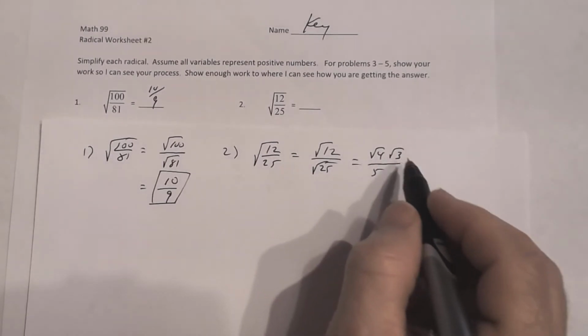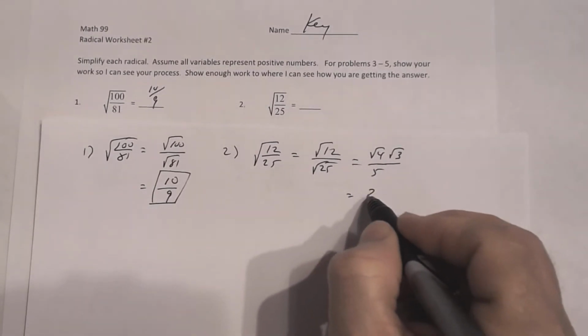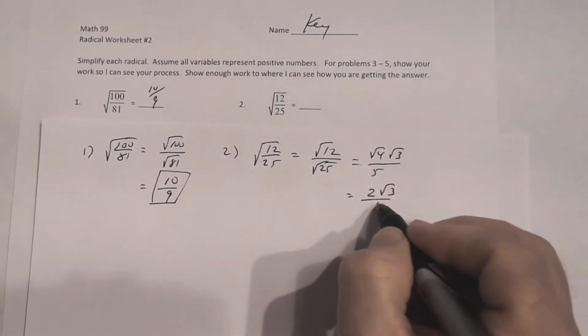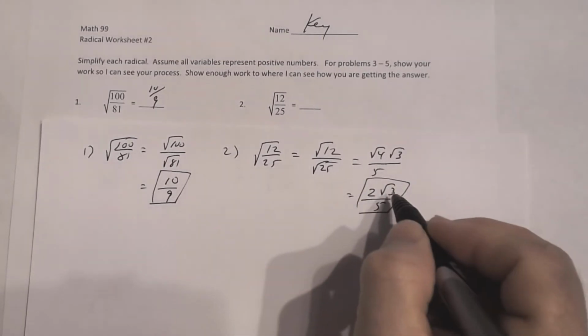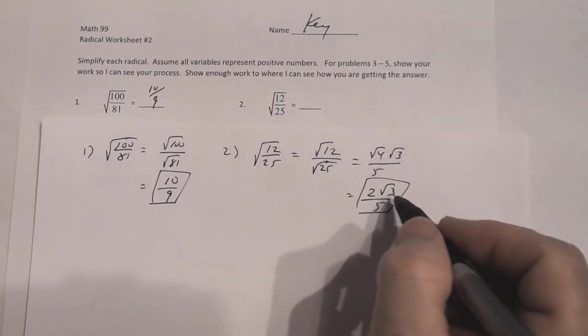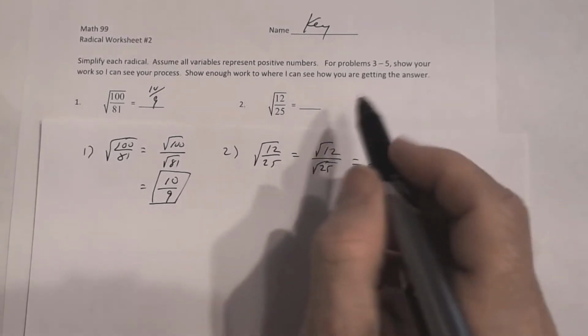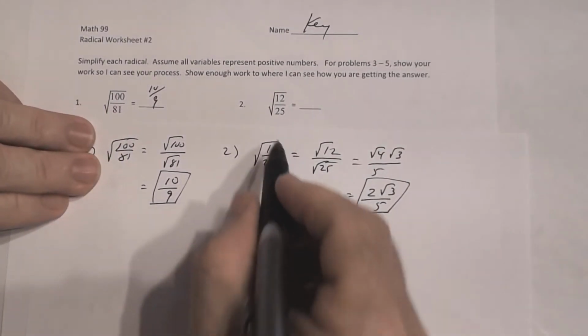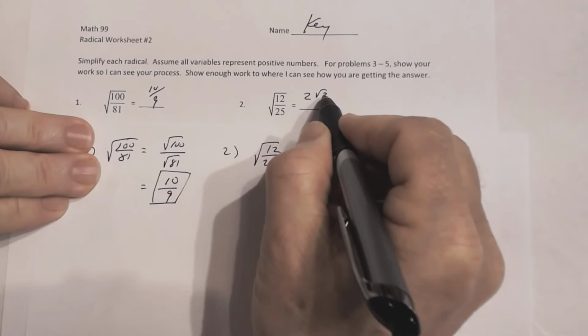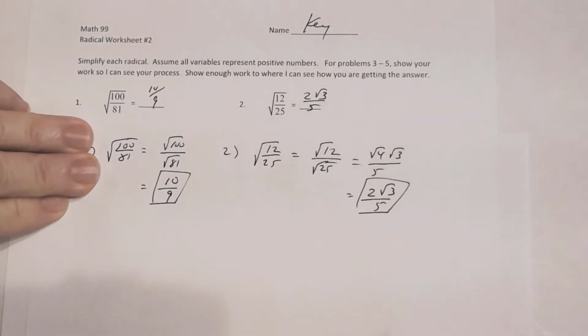And so the square root of 4 is 2, so I'm going to get 2 square root of 3 divided by 5. And I cannot simplify the square root of 3 because the only perfect square that goes into 3 is 1. So the answer to number 2 is 2 square root of 3 divided by 5.